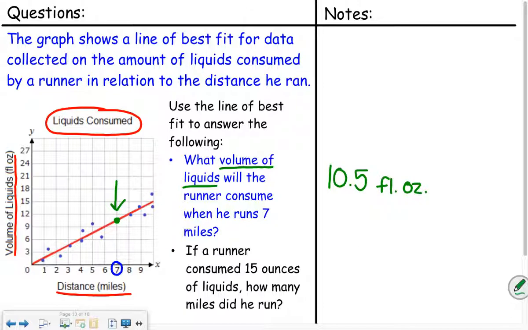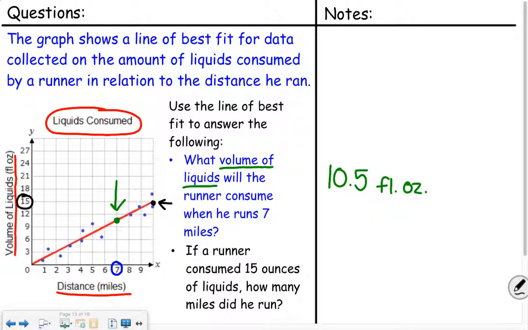If a runner consumed 15 ounces of liquids, how many miles did he run? So now we're going to go on our y-axis to 15. And I'm going to go across until I hit my red line. We're right here at the edge of our graph. So let's look at what number that is.